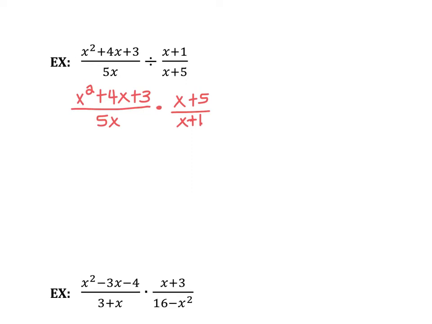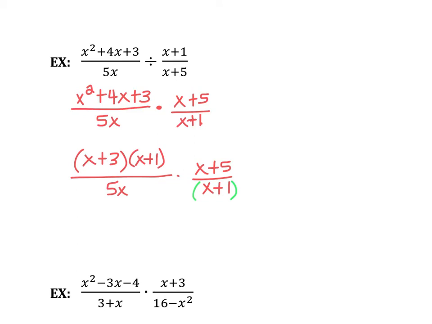Okay, so I paused the video for just a moment and I wrote out what I just said. I took the first rational expression and wrote it as is, and then I multiplied by the reciprocal of the second rational expression. Next, I'm going to factor each numerator and denominator if possible, so feel free to pause the video and do that on your own.